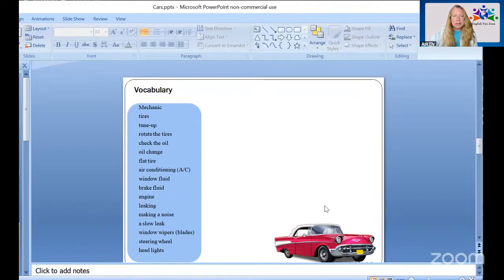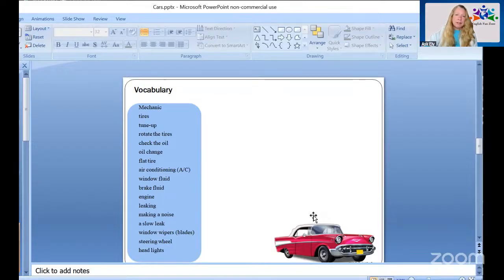Air conditioning. My first car that I had did not have air conditioning. You had to roll down your window if you got hot. It had heat, but didn't have air conditioning. Window fluid, right? Windshield wiper fluid. So window fluid, windshield wiper fluid.